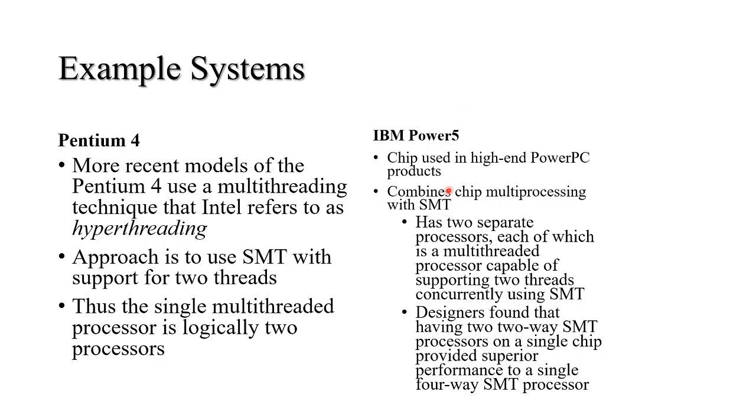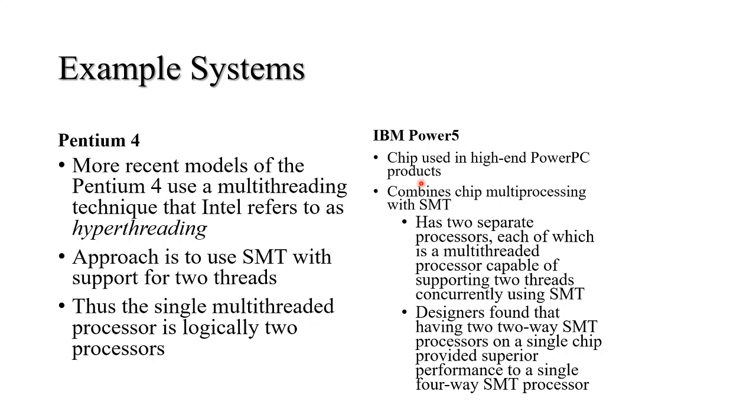So these are all the example systems. The most recent models of the Pentium 4 use a multithreading technique that the Intel literature refers to as hyper-threading. In essence, the Pentium 4 approach is to use SMT with support for 2 threads. Thus, the single-threaded processor is logically 2 processors.